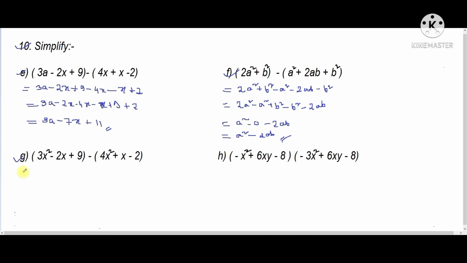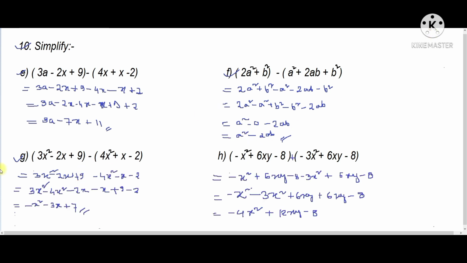Now question number G. 3x square minus 2x plus 9, now outside have what, minus sign? 4x square minus, sorry, plus x minus 2. So first we'll break the bracket and we'll write here 3x square minus 2x plus 9, and this inside, so outside minus is there, so we'll multiply all this, and the rest of the question is done for you, okay.